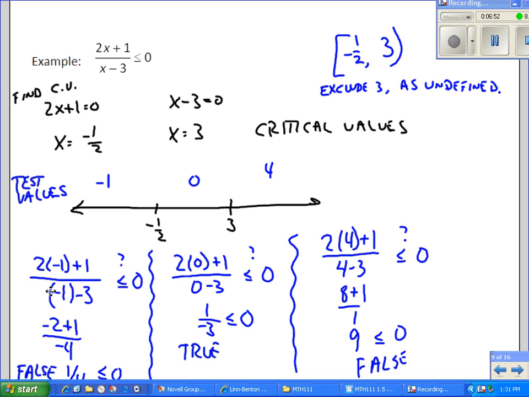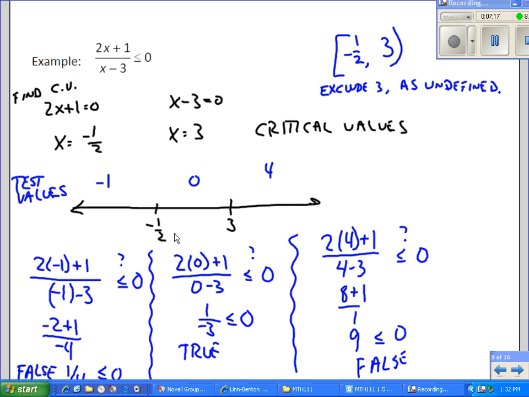Okay, so testing with the -1, substituted in, we get 1/4 is less than or equal to 0, which is false. Using the 0, we get a statement that is true: -1/3 is less than or equal to 0. And then using the 4, in our third test region, we get a false statement. So we don't want that region either. So in this particular case, we want the numbers between -1/2 and 3.